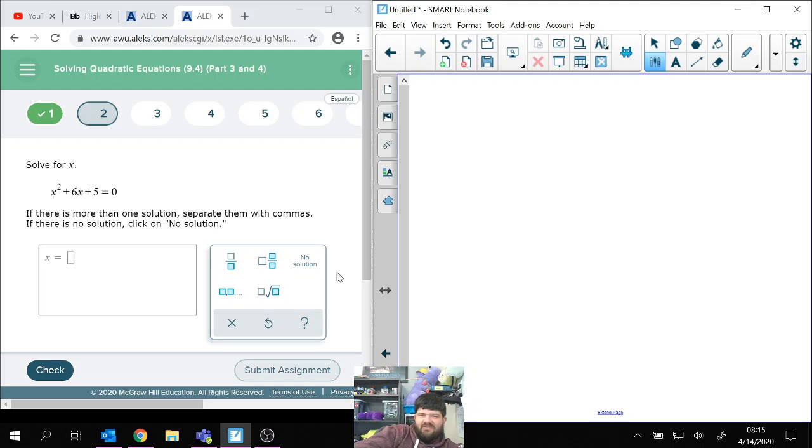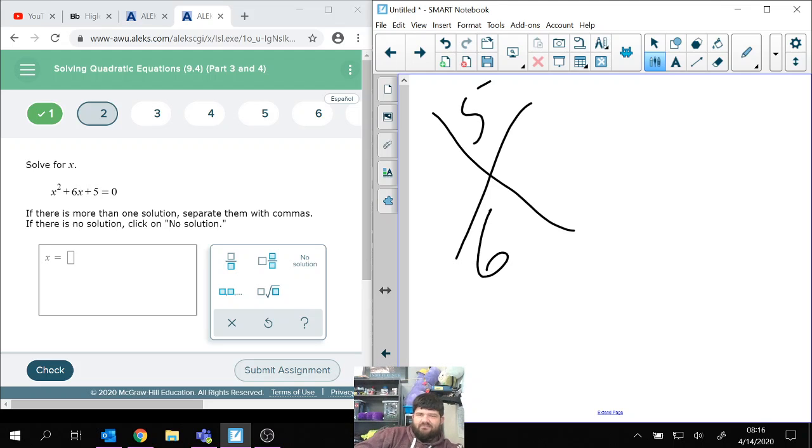x squared plus 6x plus 5, same thing. First number times the last number, 1 times 5 is 5. Middle number goes on the bottom, 6. What multiplies to 6? Sorry, it's always the top. What multiplies to 5 and adds to 6? Well, there's only one thing. 5 is a prime number, so the only thing that multiplies to 5 is 1 times 5, and then 1 plus 5 is 6.